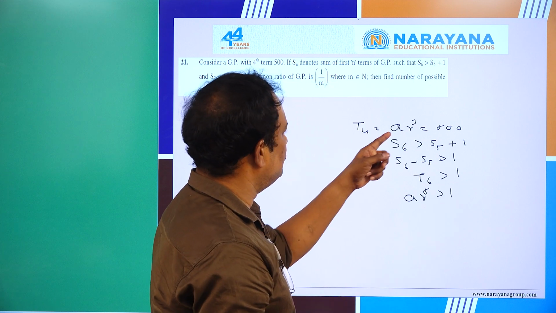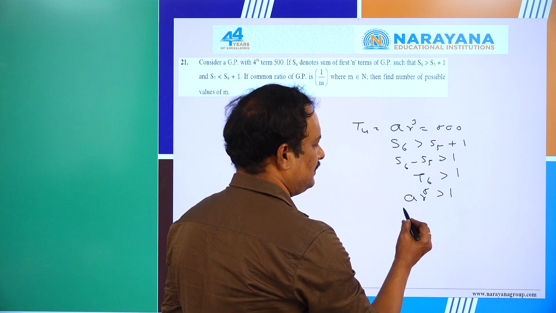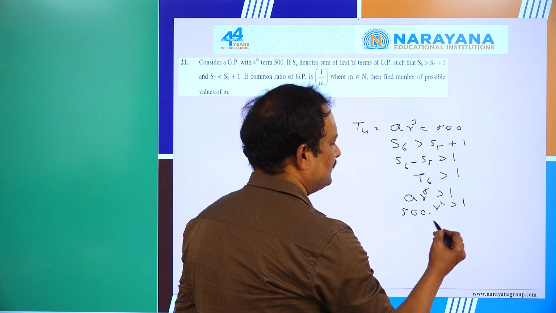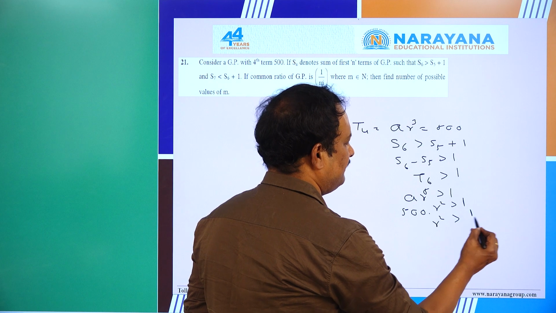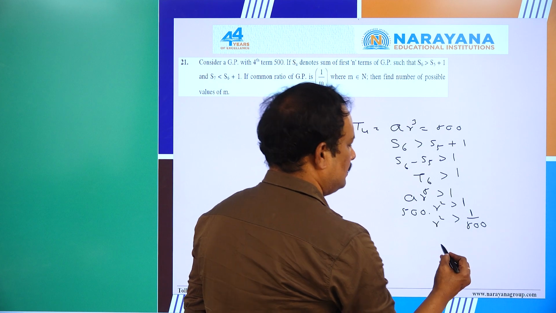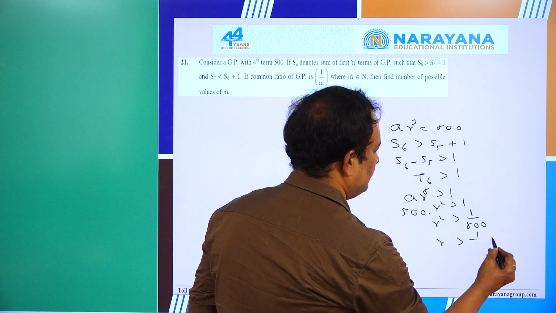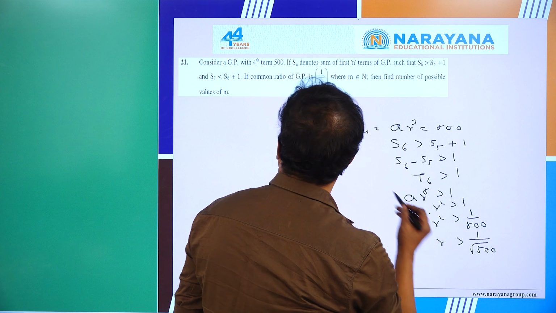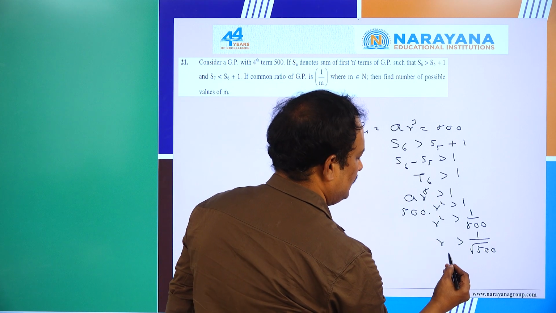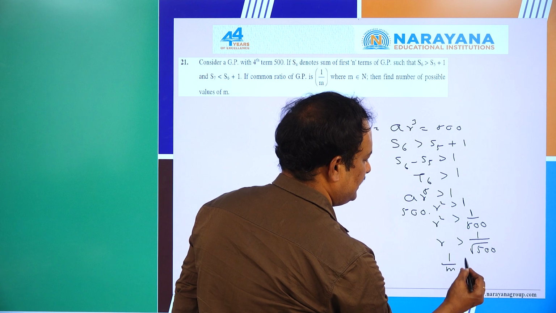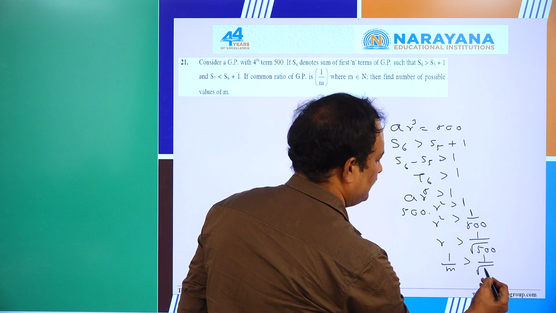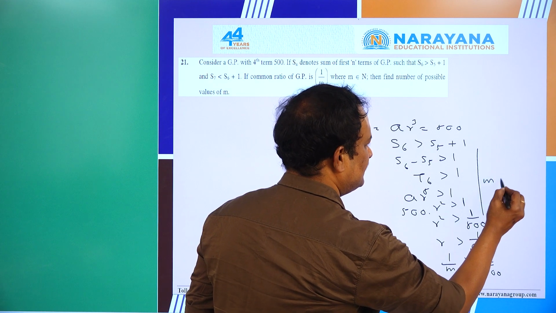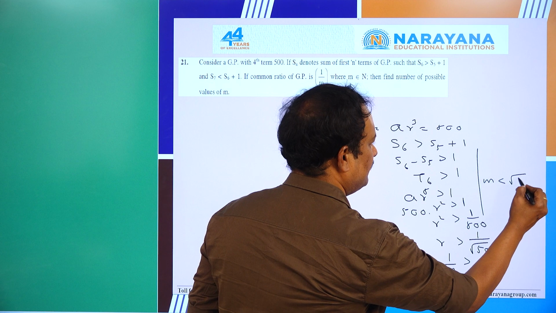The 6th term is A into R power 5, greater than 1. But we already know that A into R cube is 500. So this is 500 into R square, greater than 1. So R square is greater than 1 by 500, so R is greater than 1 by root 500. But the common ratio of the GP is 1 by m, though initially we assumed it as R. So 1 by m is greater than 1 by root 500, so the first conclusion is m is less than root 500.